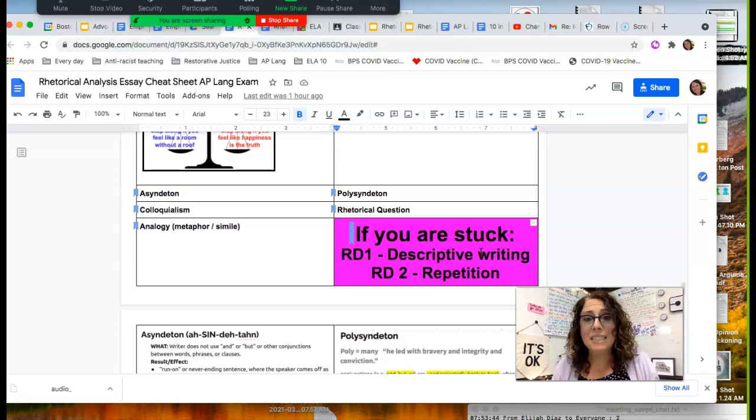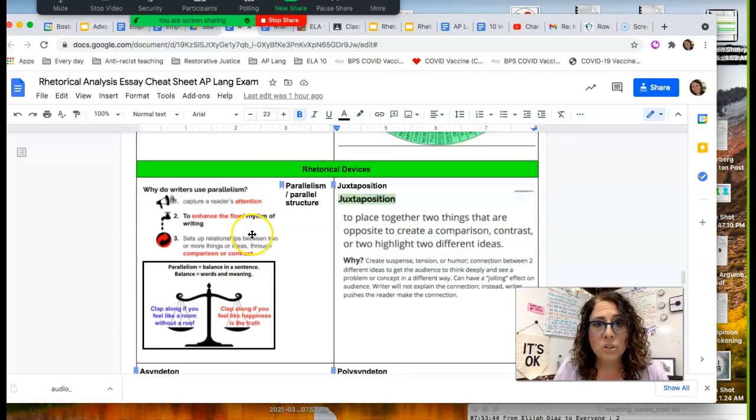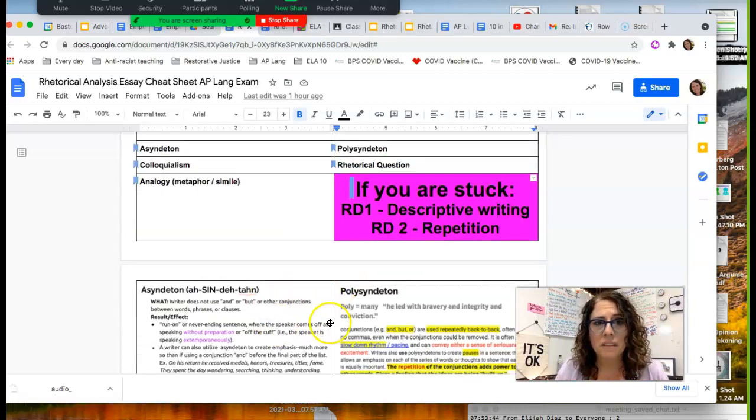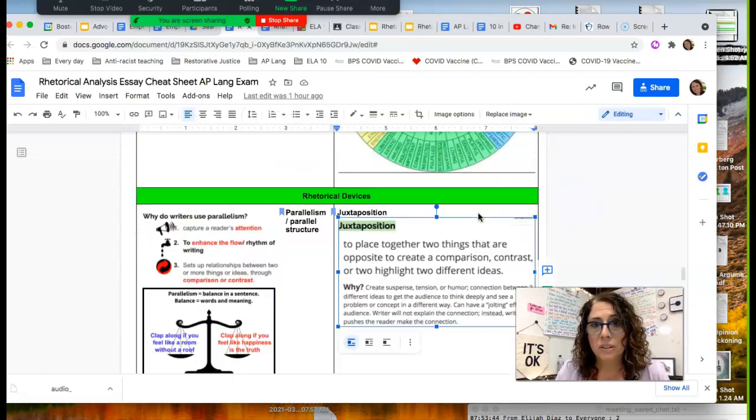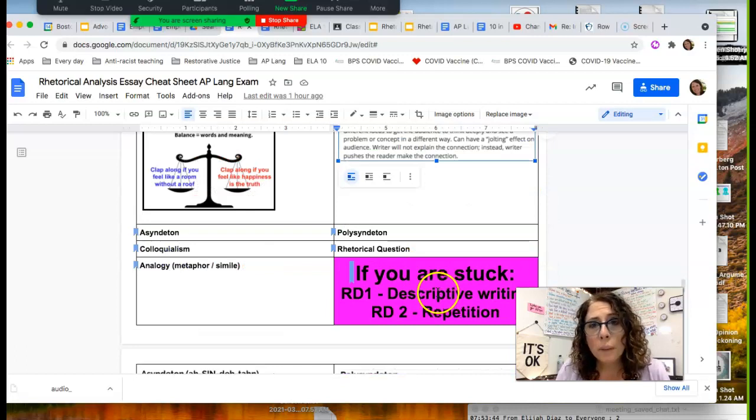But what it did say is use descriptive writing as a rhetorical device. Use repetition as a rhetorical device if you're stuck. However, there's the rhetorical devices here. Obviously, I have to clean this up because I messed it up, but there are rhetorical devices here that you can use. But if you're not finding any of these, just go with descriptive writing, repetition, and tone. That's it, because every piece you're going to read will have those things. What is descriptive writing? Adjectives, right? Imagery.